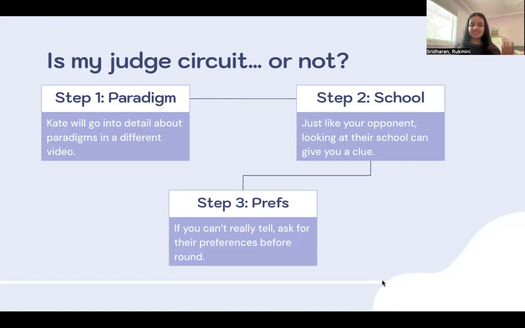And finally, just like the last one, ask if you don't know by the end. Just say, Judge, do you have any preferences before we begin the round? And then they'll tell you exactly what they're looking for in a debate because it's not like you have to be embarrassed about knowing whether or not they're circuit. It's better to know than to be confused until the round actually starts.